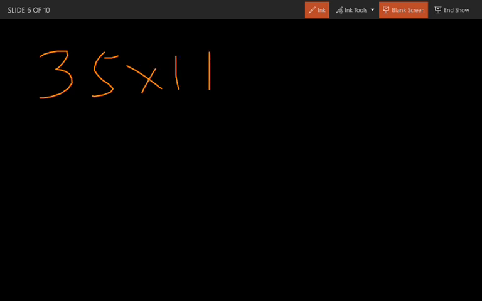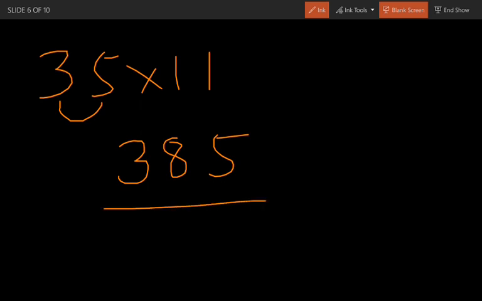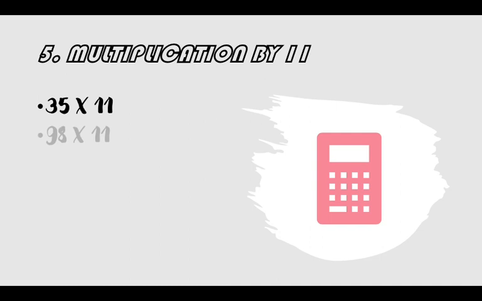It's simple. Write the last number as it is, 5, and add both of these numbers: 3 plus 5 is 8. Then write the first number as it is. So the answer is 385. Now let's go into another problem.